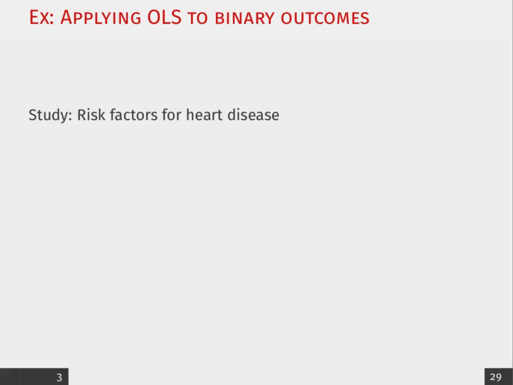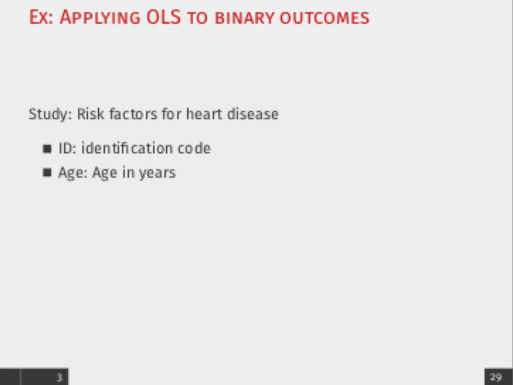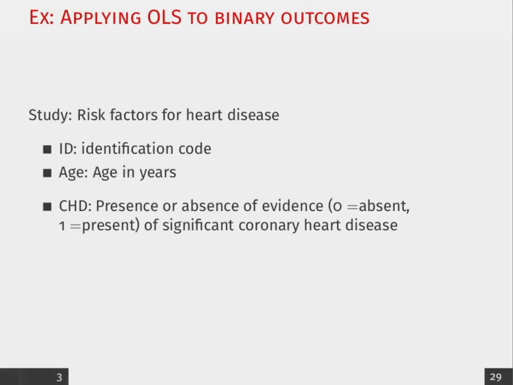Okay, so to see where our traditional model, the OLS or ordinary least squares, falls short when we have a binary outcome, let's set up an example here. In our example, we're looking at the different risk factors for heart disease, and a main predictor of that is going to be age, right?